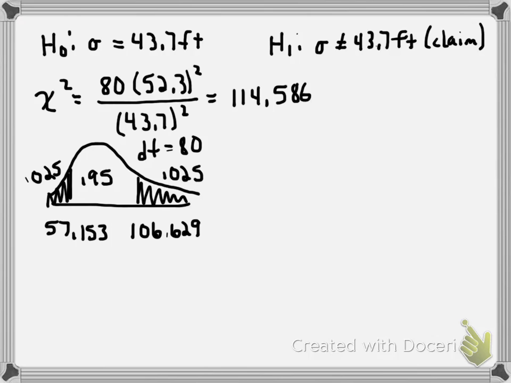So that test statistic of 114.586 is to the right of the critical value 106.629. Since the test statistic is within the critical region, we reject the null hypothesis.